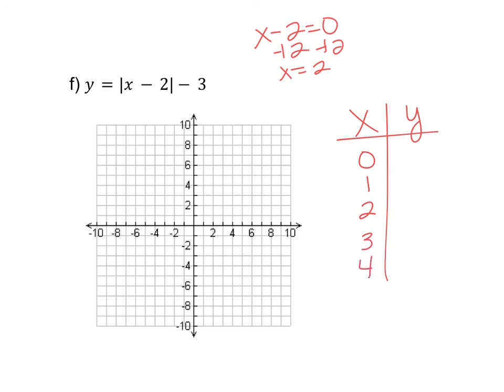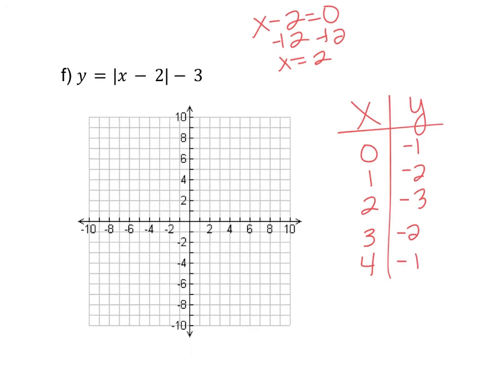Okay, so 0 minus 2 is negative 2. Absolute value would be 2. Minus 3 is negative 1. 1 minus 2 is negative 1. Absolute value is 1. Minus 3 is negative 2. 2 minus 2 is 0. Minus 3 is negative 3. 3 minus 2 is 1. Absolute value of that is 1. Minus 3 would be negative 2. And then 4 minus 2 is 2. Absolute value 2. Minus 3 would be negative 1.